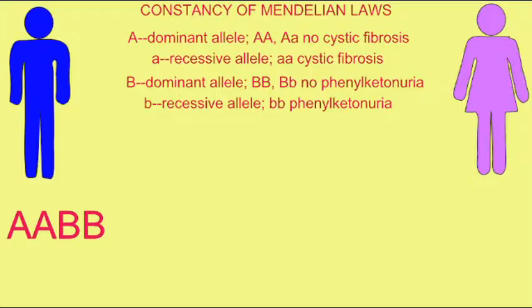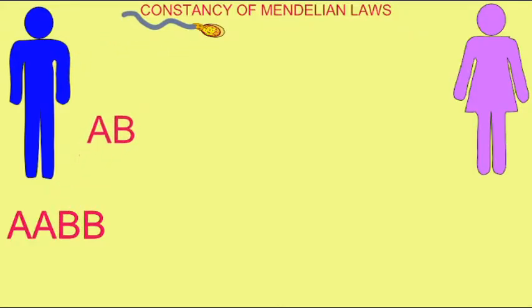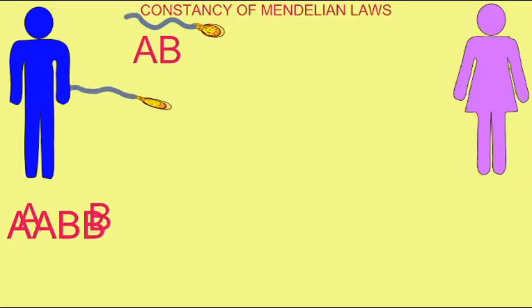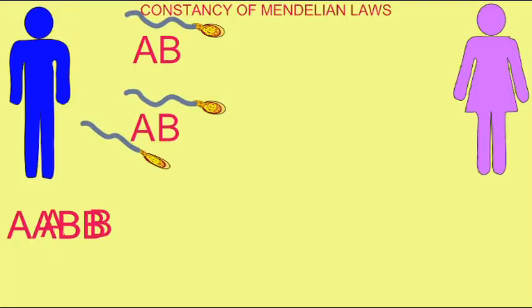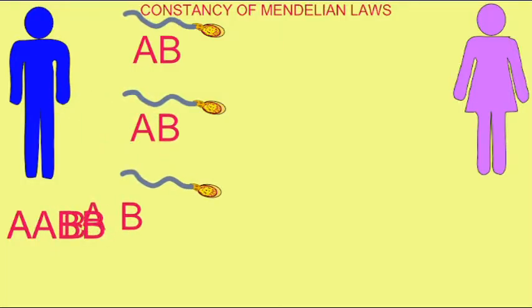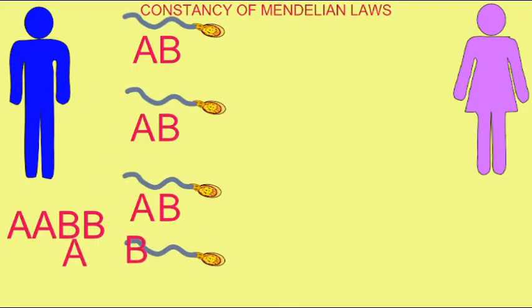This same pattern of independent assortment would be observed in cases where it is the recessive allele which transmits the possibility of developing a genetic disease. So in this example, those who possess a dominant allele for the first gene will not develop cystic fibrosis, and a dominant allele for the second gene will protect from phenylketonuria.